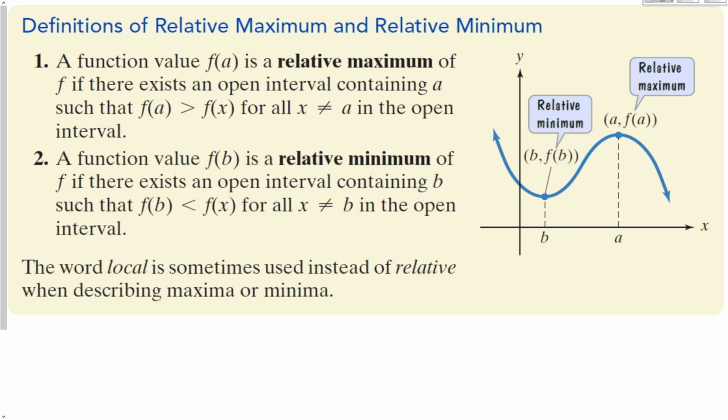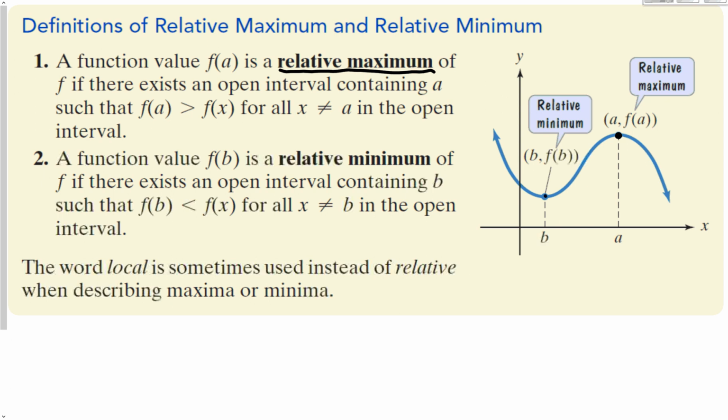Okay? So a function value f of a is a relative maximum of f if there exists an open interval containing a, such that f of a is greater than f of x for all x not equal to a in the open interval. And all that means is that this point right there is the highest point around all the other points, right? It's the maximum. It's the biggest the function gets in any interval. That interval can be whatever I want it to be, right? As long as that is the biggest output around all the other function values, then that is a maximum.